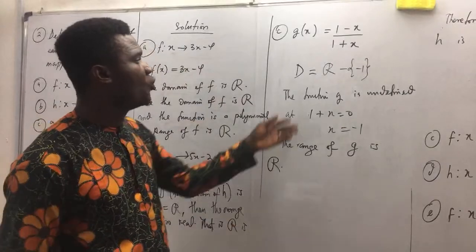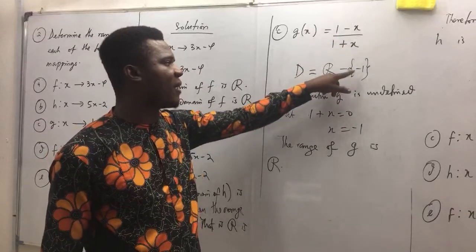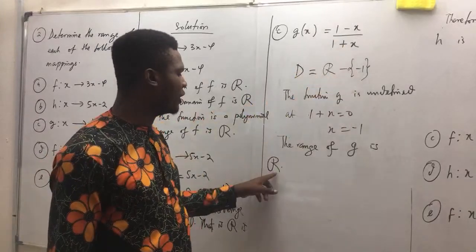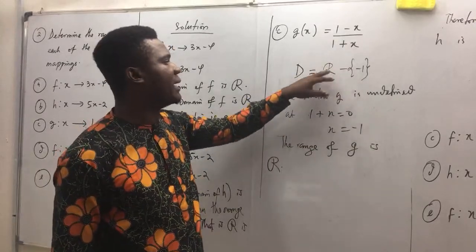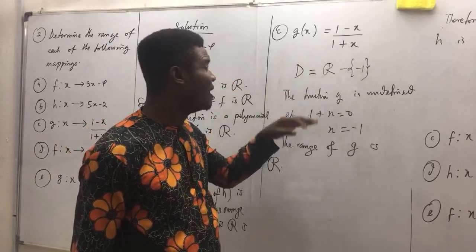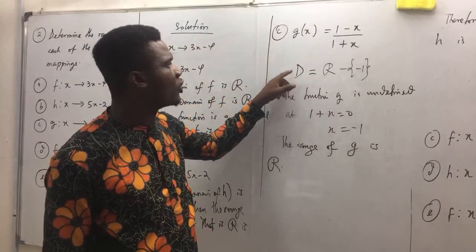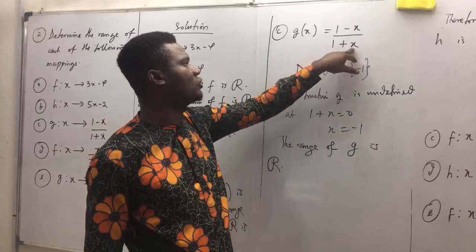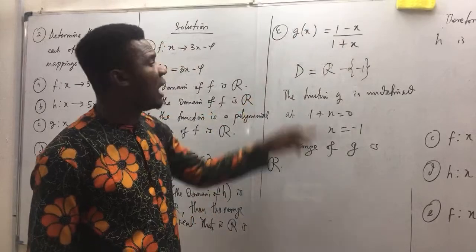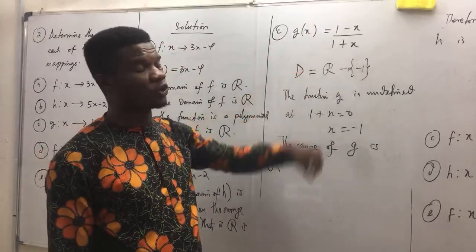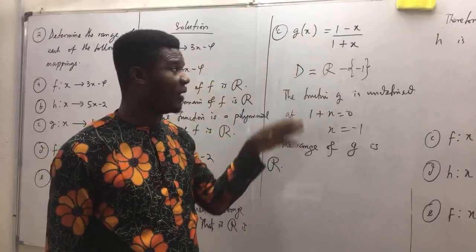Now, because we know that the domain contains all numbers apart from minus 1, the range must not necessarily accommodate minus 1. Since we know that the domain is all real numbers excluding minus 1, the range can assume every real number. If you put in any real number from this domain into the function to replace x, for instance, pick 2 and put 2 as x, 1 plus 2 is what you have in your denominator, giving you 3, and 1 minus 2 will give you minus 1 all over 3.